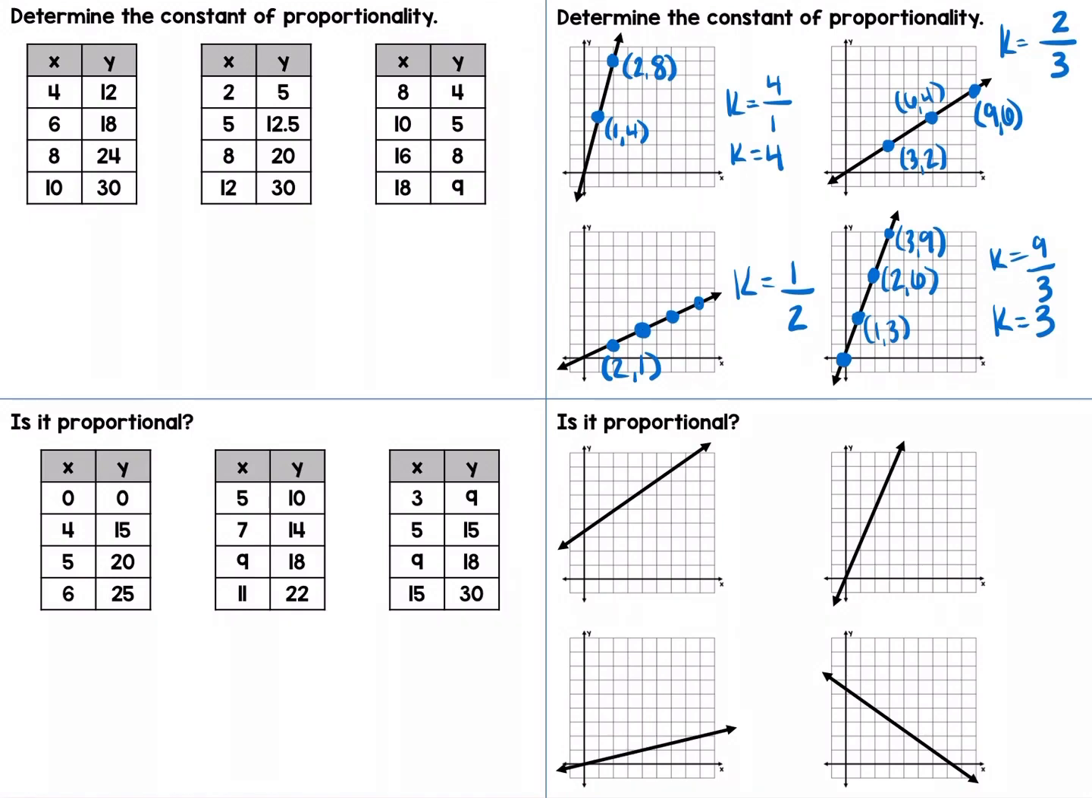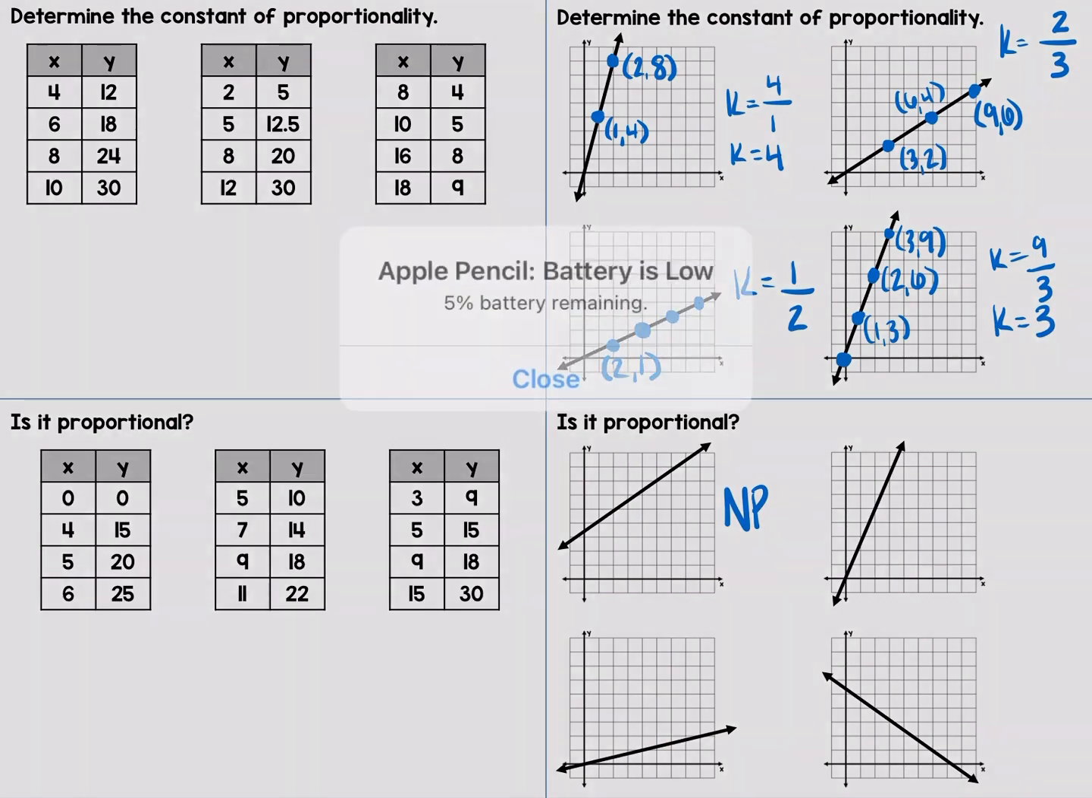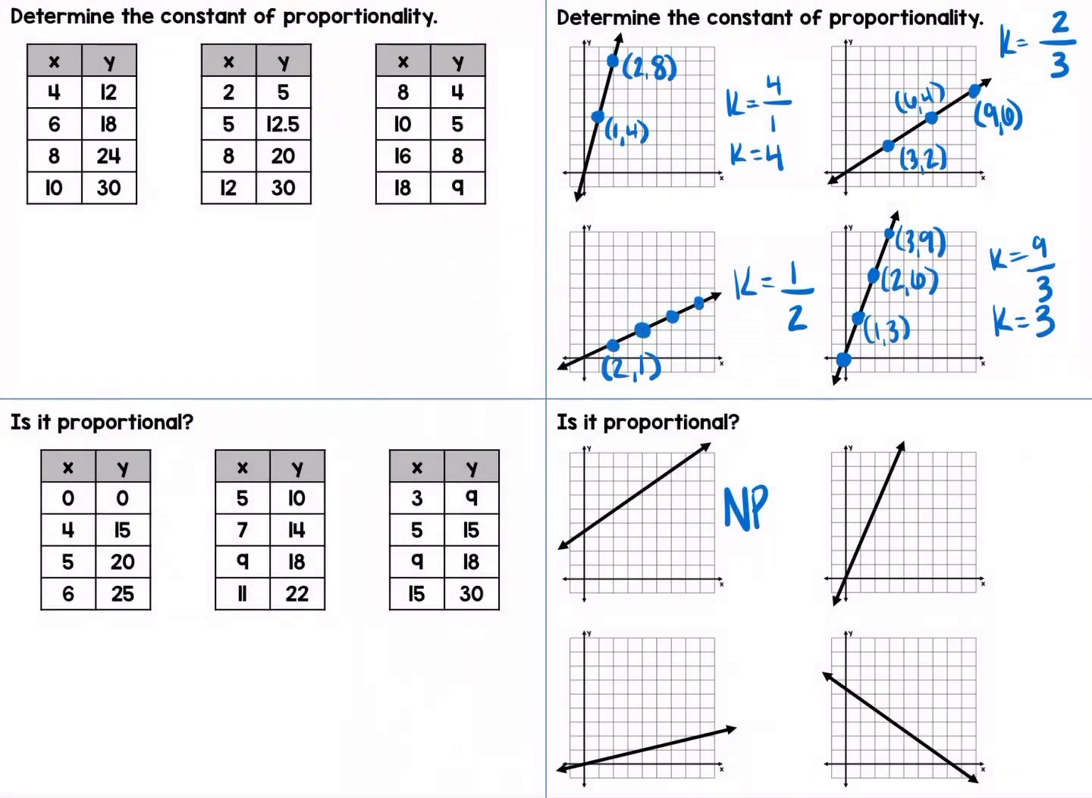Okay, so that's how you find it in a graph. You can pick an ordered pair and you literally just write it y over x. So if they're proportional, you can write it. If they're not, you can't. For example, this one down here is not going through the origin, so it's not proportional. So you can't do what we just talked about. This one is not proportional, so you can't find the constant of proportionality.